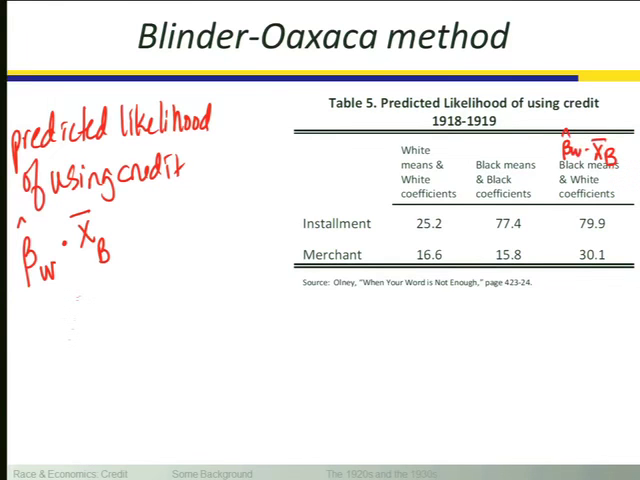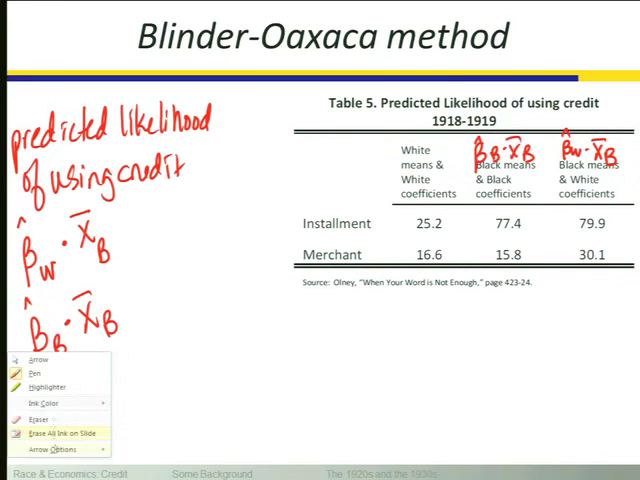Then we're going to do the same thing again, but now we use the estimated coefficients for the black families times the means of those variables for the black families. That's the second column, the middle column. And the third piece, and I'm doing this backwards from the table, but there you go, is do this for the white families. Change my ink color for kicks. I take the estimated coefficients for the white families, multiply that by the means for the white families. That's the first column.